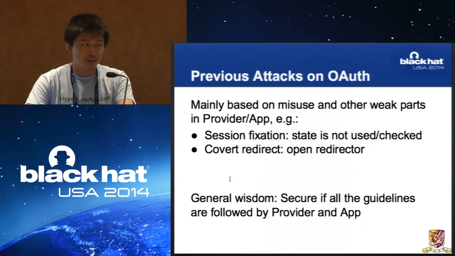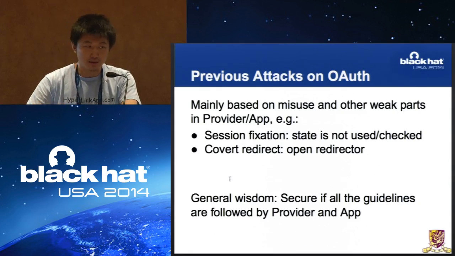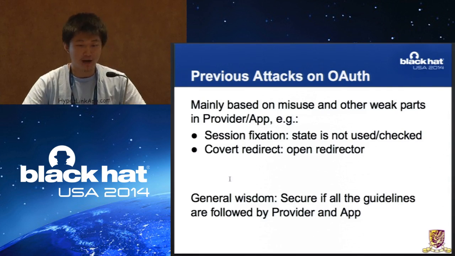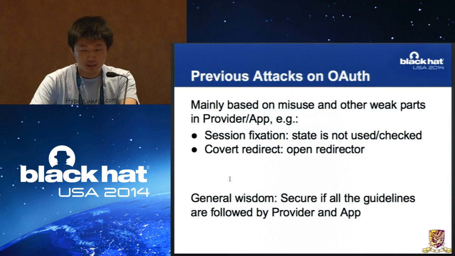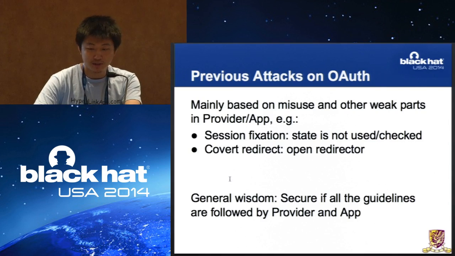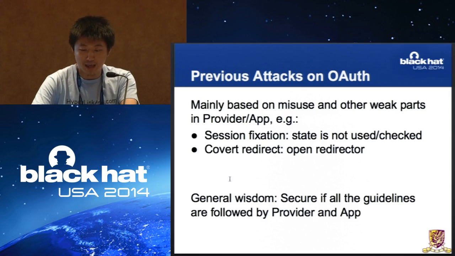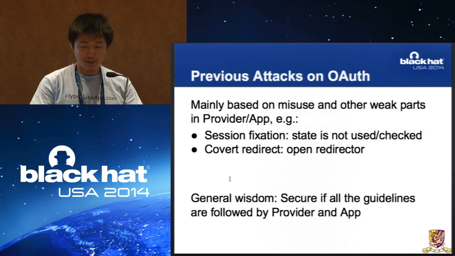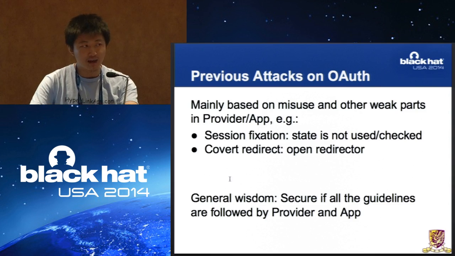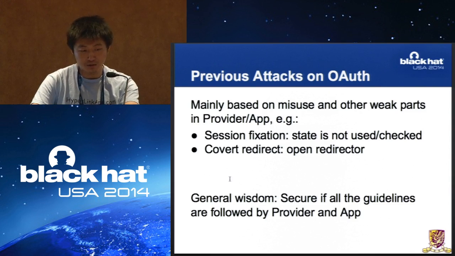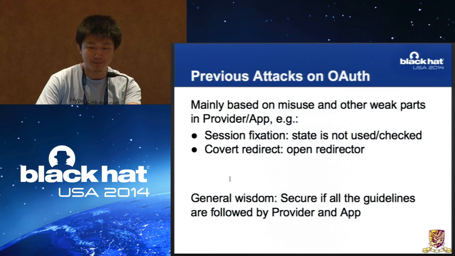And we know that people have discovered many problems of OAuth, and there are some practical attacks. However, previous attacks are mainly based on misuse and other weak parts in the provider app. For example, in a session fixation attack, probably the state parameter is not used, or in a covert redirect attack, an open redirector exists in the provider app. So the general wisdom is that this mechanism is secure if you follow all the guidelines, if providers and app developers all follow certain guidelines. However, this is not the case because OAuth 2.0 supports something so that it's inherently vulnerable to the app impersonation attack.